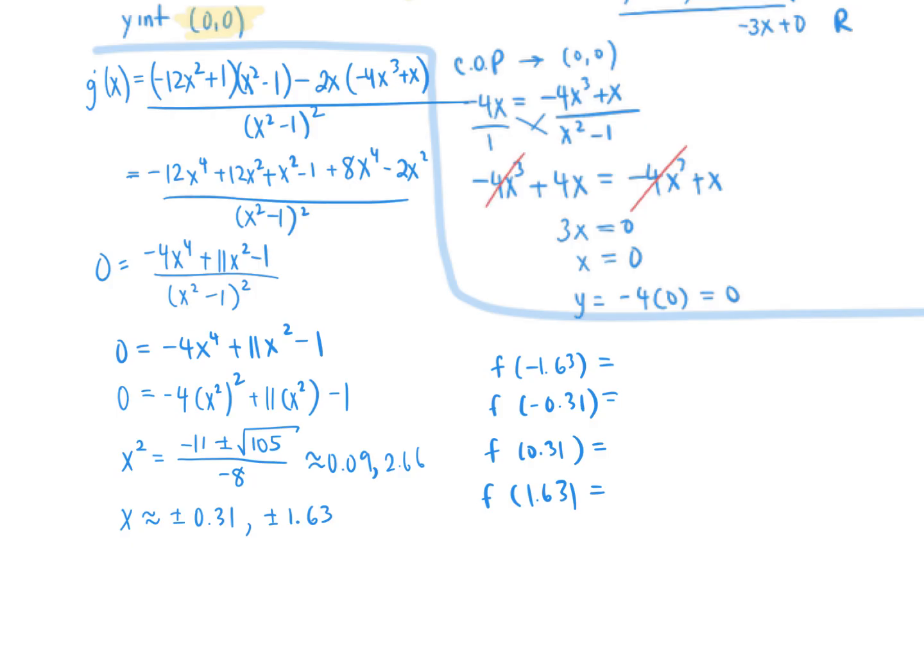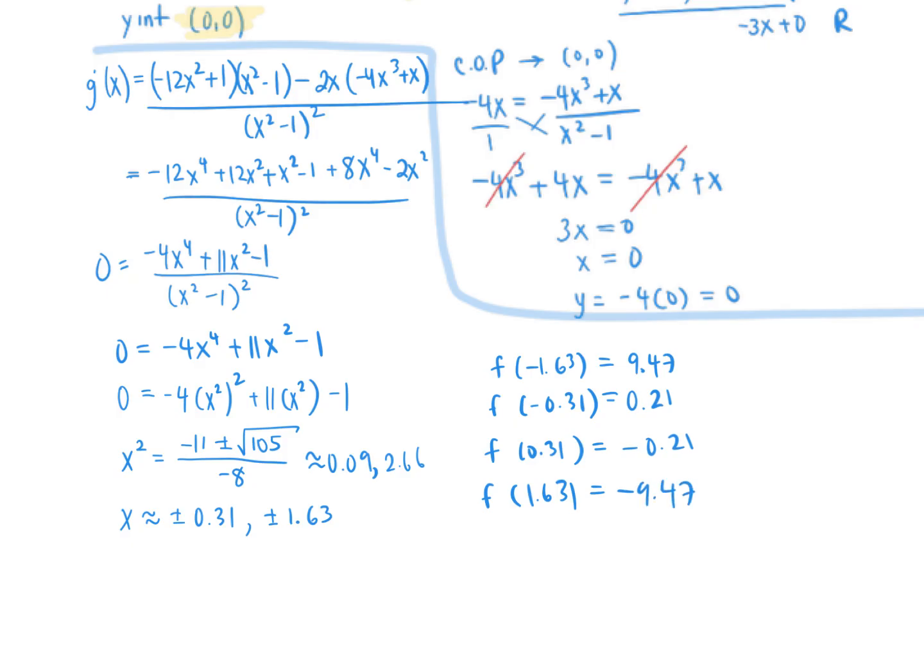So I'm just going to sub these x values into the original function to get actual coordinates. So when x is negative 1.63, it's 9.47. Don't know if it's a max or a min or anything like that, but I still have a coordinate. Gives me an idea for my scale. And now for x equals negative 0.31, I get 0.21. When x is 0.31, I get negative 0.21. And when x is 1.63, I get negative 9.47.